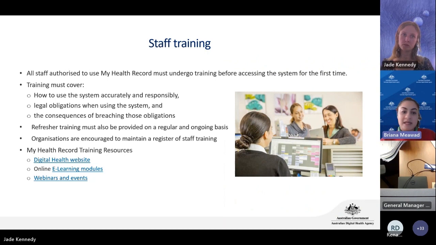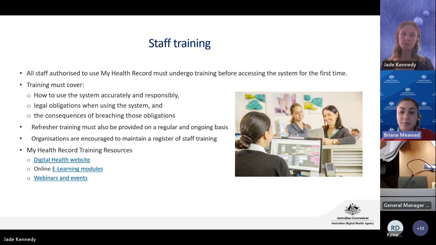So it is important to be aware of the resources that are available to you and the things that can support you with providing training to the staff within your organisation, not only initially when they join your organisation or when you first start using My Health Record, but also on an ongoing basis. So as Jade mentioned, in the My Health Record policy, there is a section on training that must be completed.